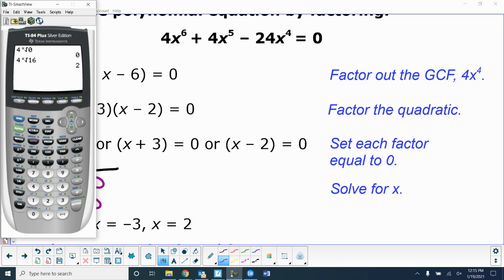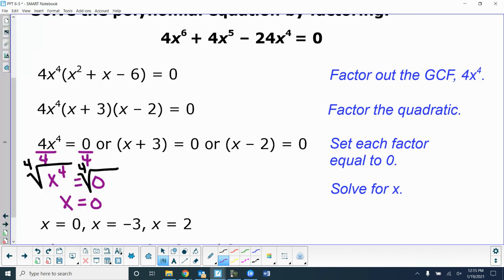It's not really multiples of 4. We're just thinking, what times itself 4 times equals that?